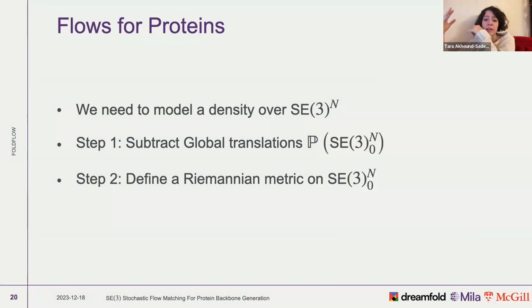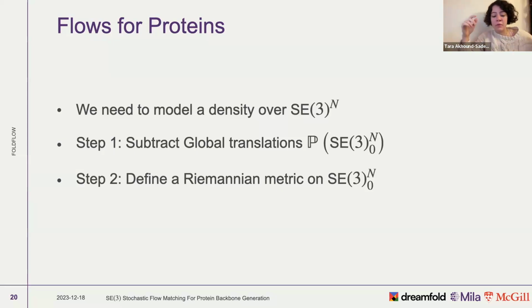Can you repeat that? Yes. So we want to define a probability distribution on SE3^N that's invariant to SE3, right? But because there are no R3 invariant measures on R3N, what we have to do instead is basically subtract the center of mass. We project into a subspace by subtracting away the center of mass, and then that becomes translation invariant.